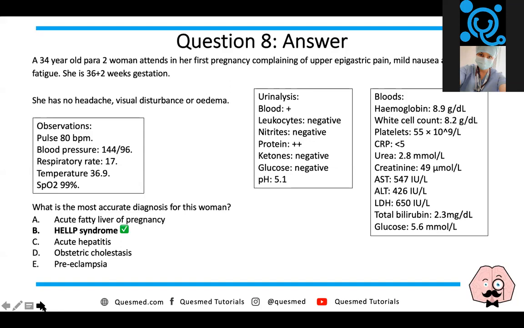Obstetric cholestasis, remember that is that intense itching and elevated bile acids. Doesn't tend to cause low platelets or hemolysis. And pre-eclampsia, we've kind of already gone over that. That's characterised by hypertension, proteinuria, edema. We've already gone over that one. So she is mostly fitting the bill for HELLP syndrome. She's ticking all of the boxes there.